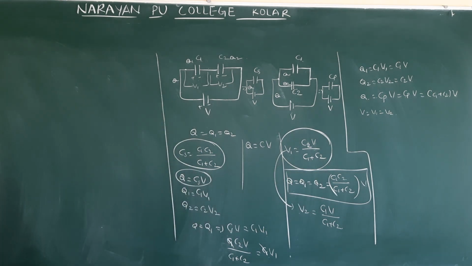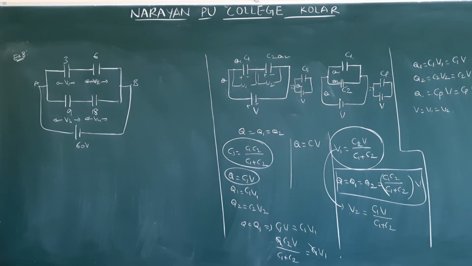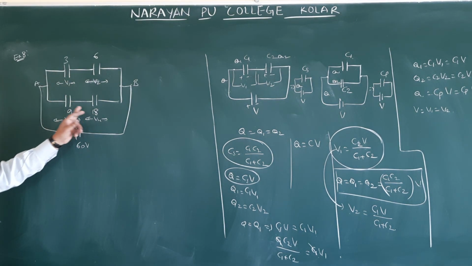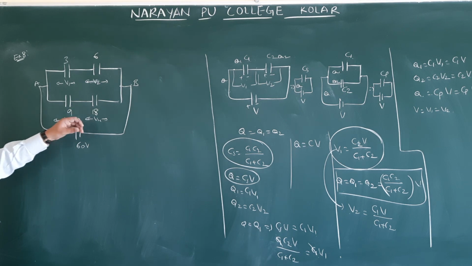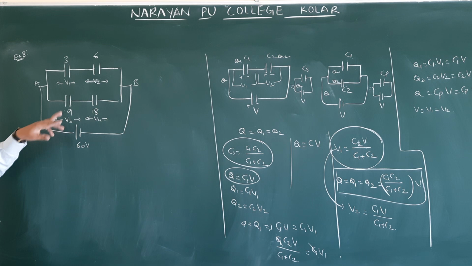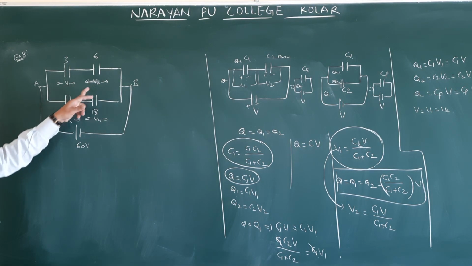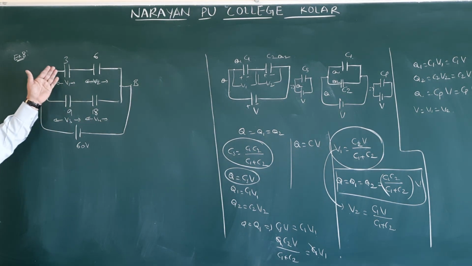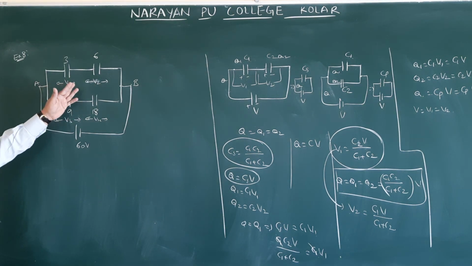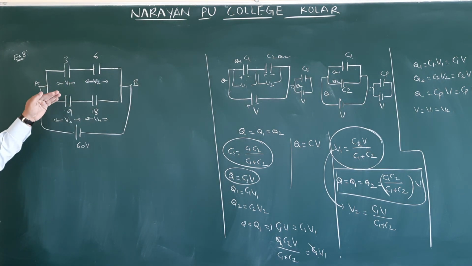See the next problem, they gave example 8. In this, these two capacitors are connected in series, and these two capacitors are connected in series. Instead of giving just one pair, they gave two in series and two in series. They are asking to find the potential on each capacitor and the charge on each capacitor. Those we have to find.